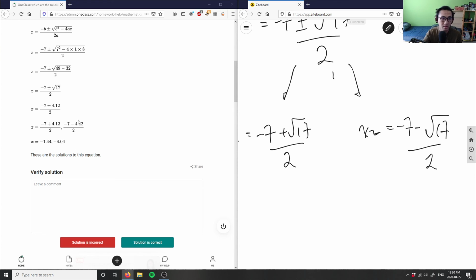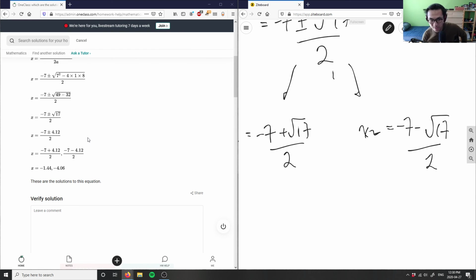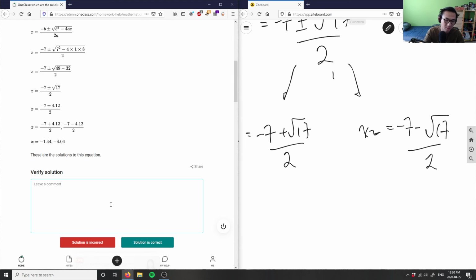So this solution here is correct. Again, they solved for it by decimals. Again, I could plug this into my calculator, and I'll get the exact same thing. But basically, the solution here is correct, right? Negative 7 plus or minus square root of 17 over 2 is exactly what I got here. So this solution here is correct.